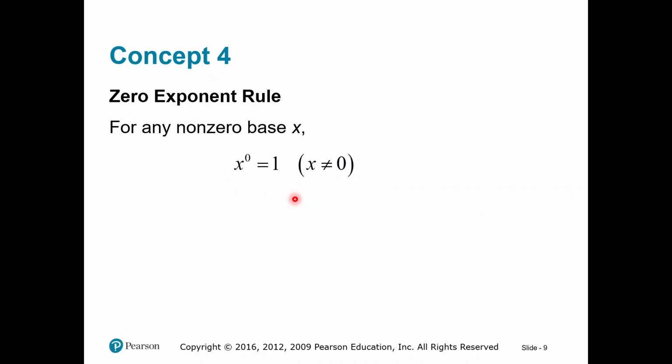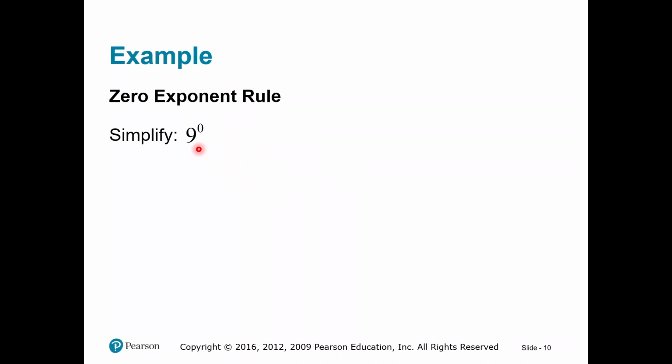Next rule, the zero exponent rule. For any non-zero base x, x raised to the power of 0 is always 1. So for example, 9 to the 0 power is 1 because 9 is not 0. 9 is the base and it is not 0, and so it is 1. 9 to the 0 power is 1.